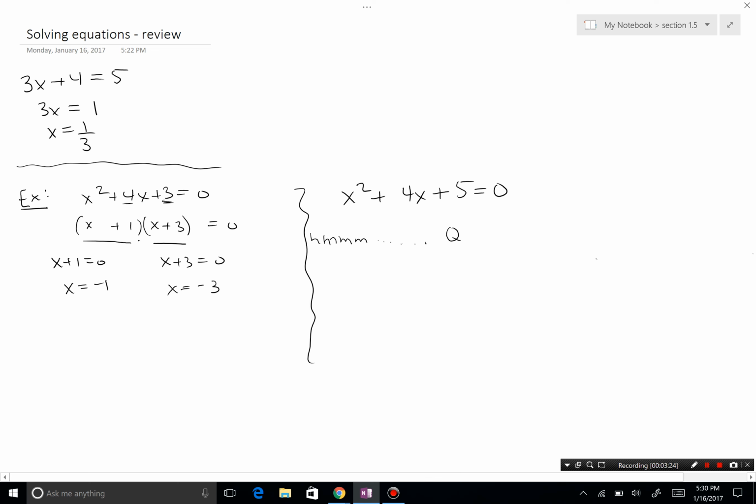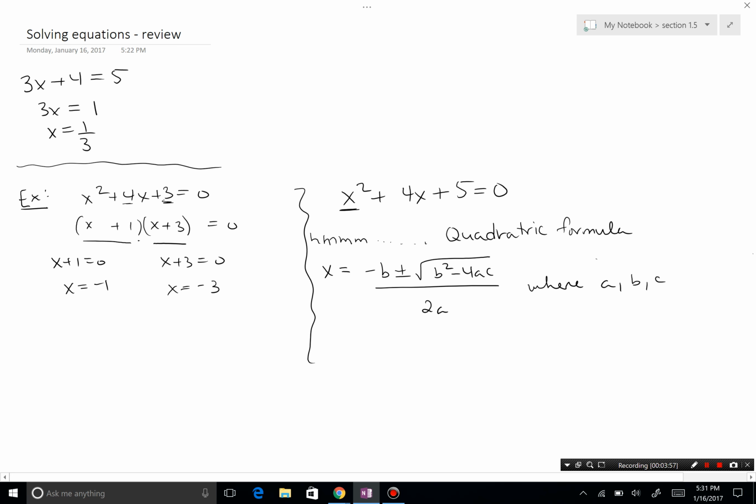I don't know if you guys remember this, but there is something that helps us solve equations that are degree 2. We call these equations quadratic, and what we're going to need is the quadratic formula. It goes a little something like this: x equals, so we're finding the solutions here, negative b plus or minus the square root of b squared minus 4ac all over 2a, where a, b, and c are all coefficients inside of your quadratic equation.